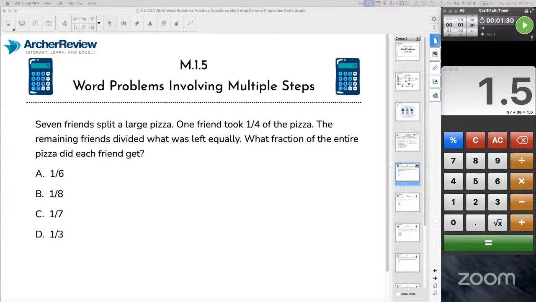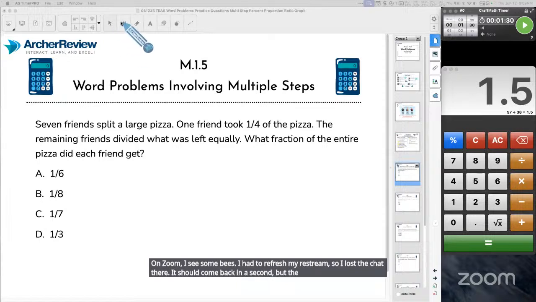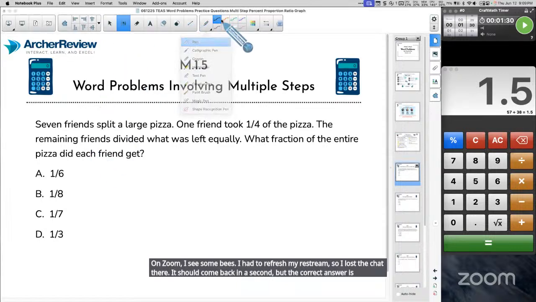And we are back. So I do see some answers submitted over on Zoom. I see some B's. I had to refresh my restream, so I lost the chat there. It should come back in a second. But the correct answer is actually B.